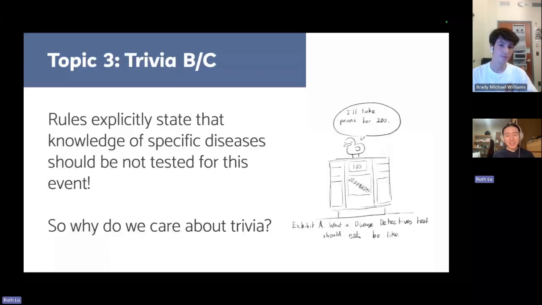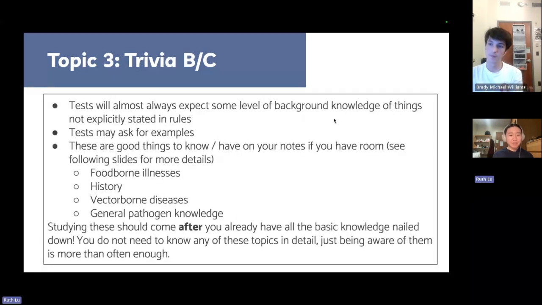All right, so moving on to the final topic, which is trivia. And I know what a lot of you are thinking. The rules explicitly state that non-specific diseases should not be tested for this event. So why are we going to look at trivia? Well, a lot of times tests will expect some level of background knowledge for things not stated in the rules. Like, for example, how pathogens work, some common diseases that you'll see, that kind of stuff.